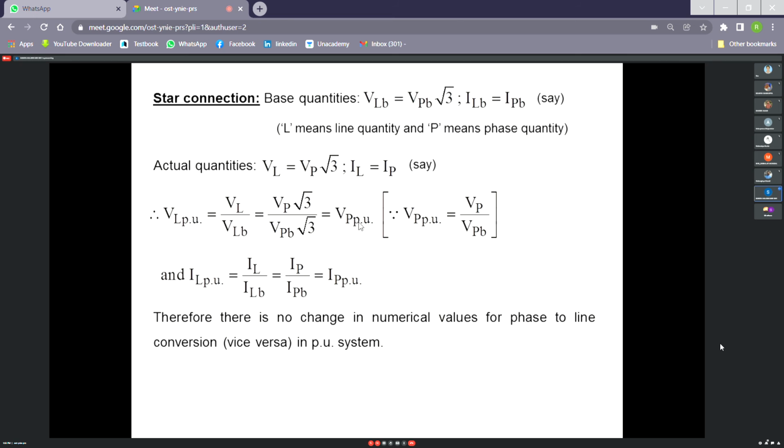But if we want to convert directly to the phase value, then you just calculate 0.9 into 11 by root 3. You have no need to bother about other things, right? And if you want to calculate the line value, you just multiply 0.9 by 11. This is the advantage of the per unit system. You have no need to bother about phase or line. But in the actual quantities, for line you would get 415 for your household system, and for phase you have to get 230. Now you can see how much change there is in the numerical values.